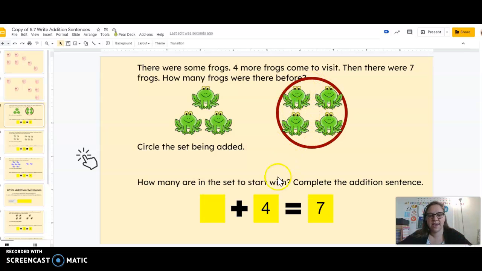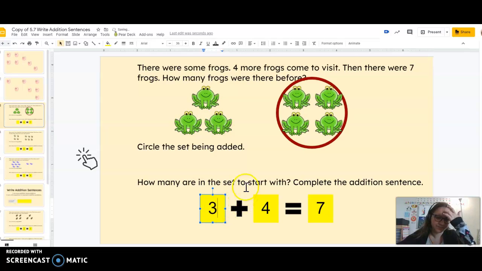So I can see that set is already in my addition sentence to show me 4 frogs being added. That means this is the set that I started with. And if I count again, that's 1, 2, 3 frogs. So I need to type the number 3.